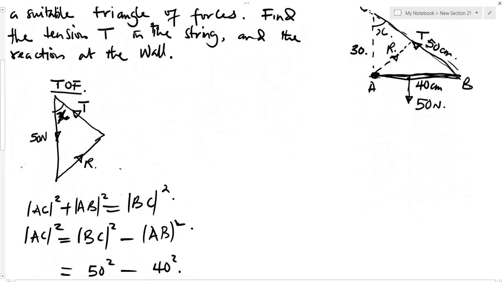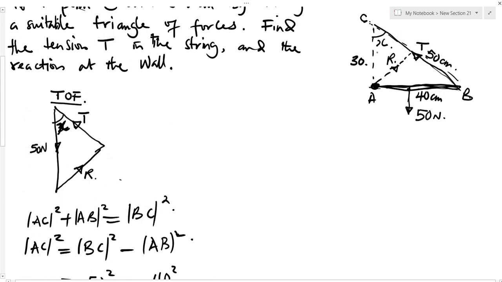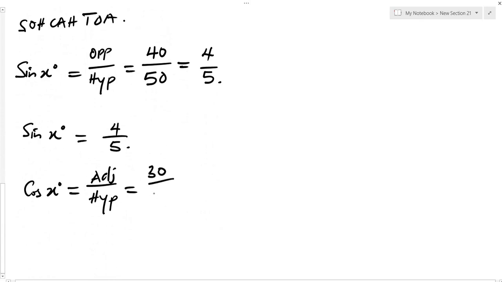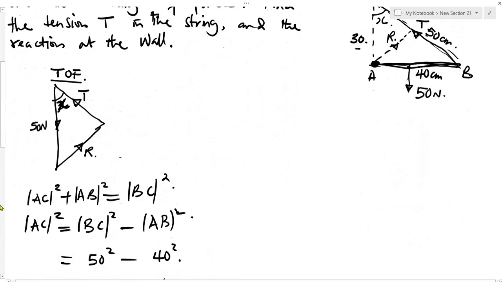Now cosine of x is adjacent all over hypotenuse. Now adjacent to the angle x is 30 centimeter. So you have 30 centimeter all over the hypotenuse, which is 50 centimeter. This is same thing as 3 all over 5. So cos of angle x is 3 all over 5. Now we have gotten that.